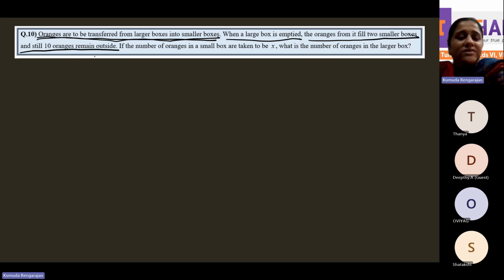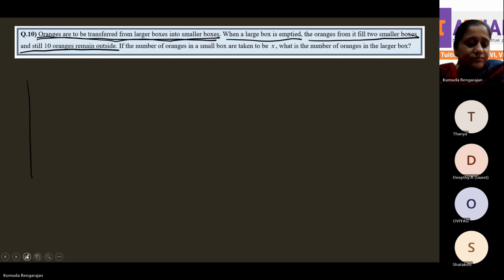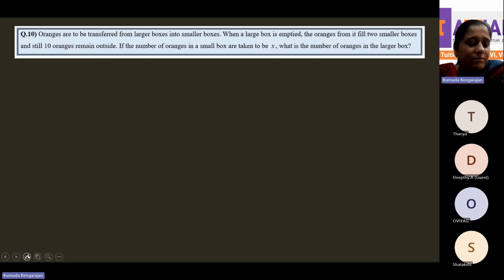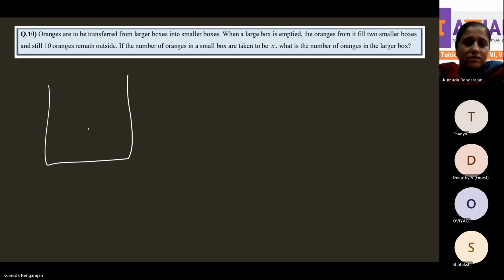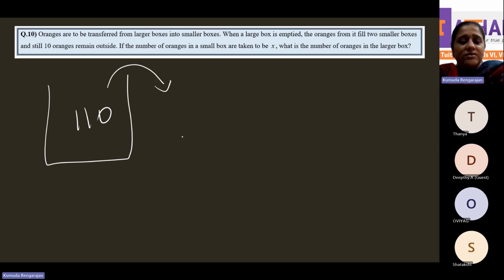We'll just take an example to understand the situation. Now, there's a big box. We'll just take one big box. Now there are many oranges in this box. Now say that there are some 110 oranges. Now what we do, we empty this into smaller boxes. I put 50 here and 50 here. Now how much is left out?